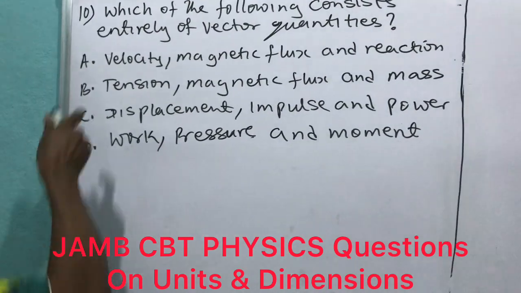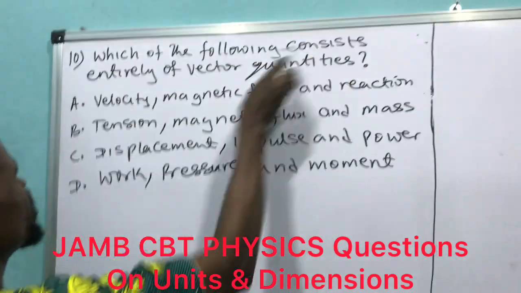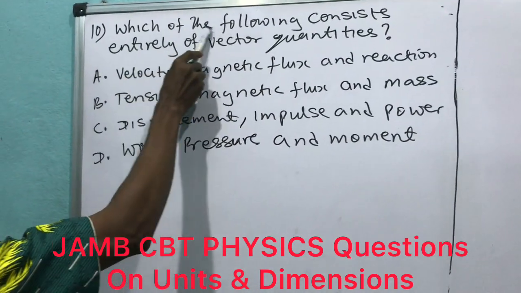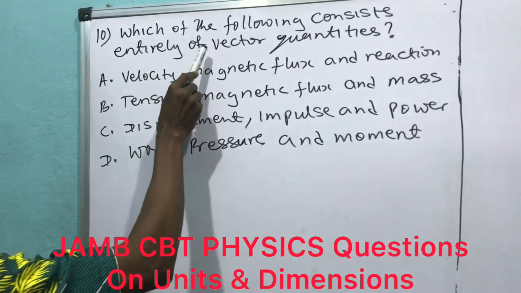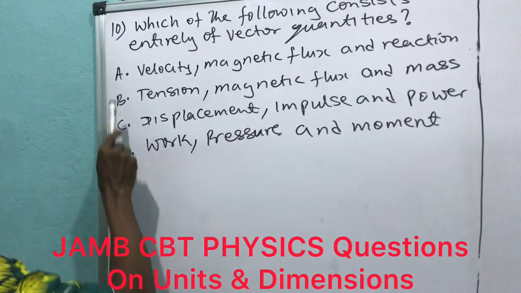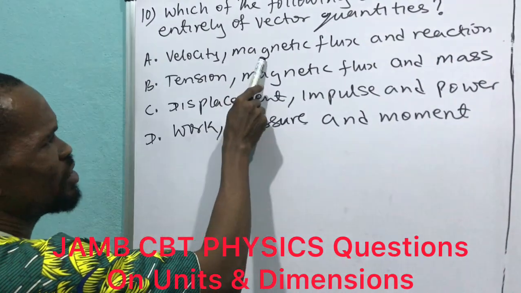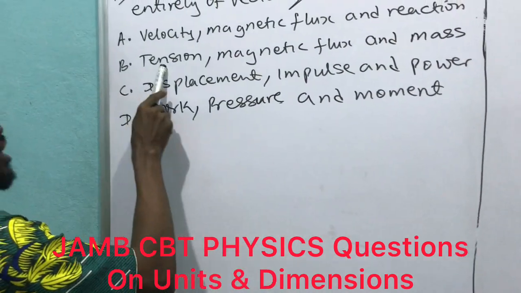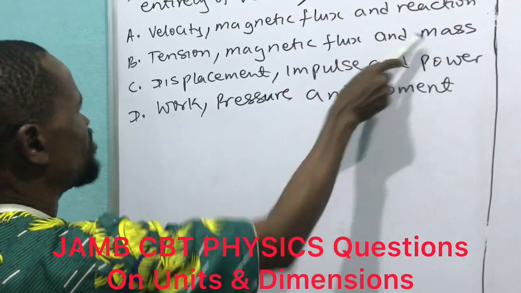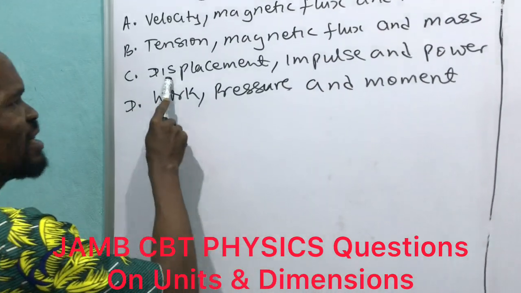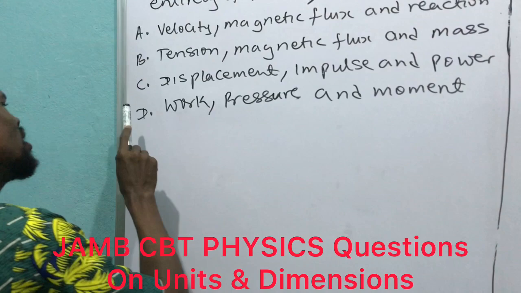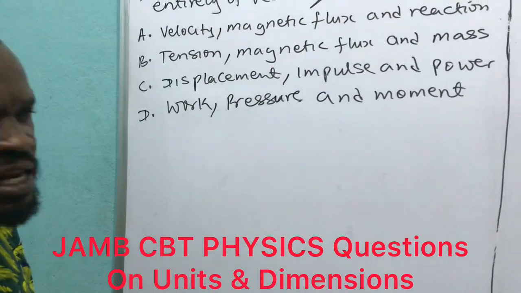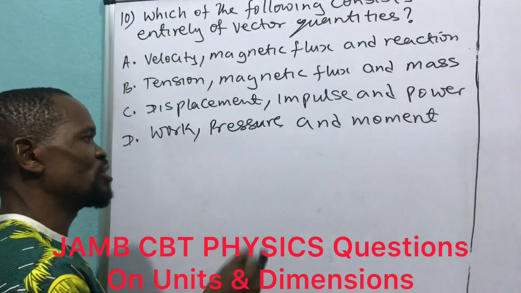Question number 10 said, which of the following consists entirely of vector quantities? Option A said velocity, magnetic flux and reaction. B said tension, magnetic flux and mass. C said displacement, impulse and power. D said work, pressure and moment. Men of Galilee, look at this option solution.